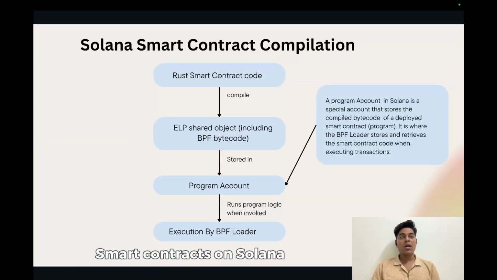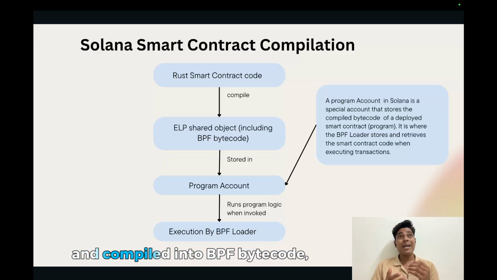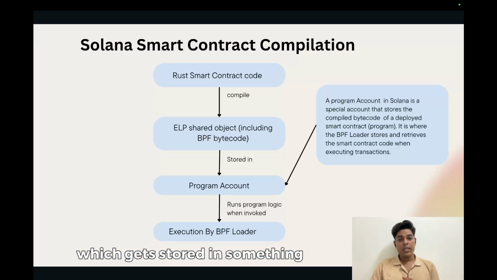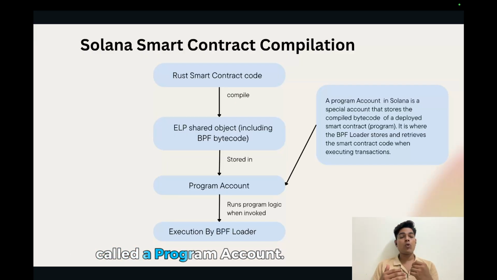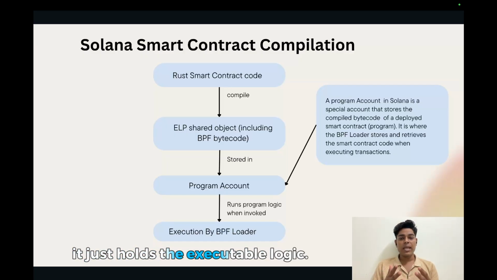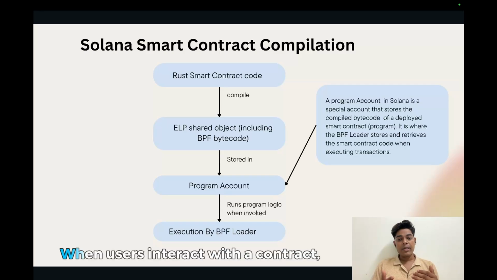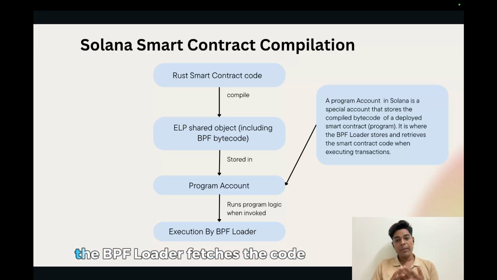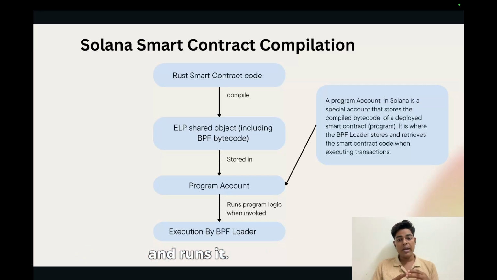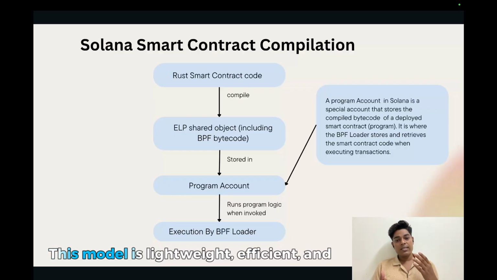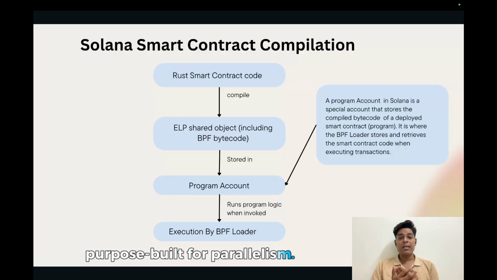Smart contracts on Solana are written in Rust and compiled into BPF files, which get stored in something called a program account. This program account doesn't hold any data, it just holds the executable logic. When a user interacts with a contract, the BPF loader fetches the code and runs it. This model is lightweight, efficient, and purpose-built for parallelism.